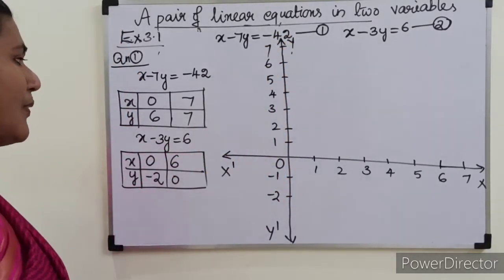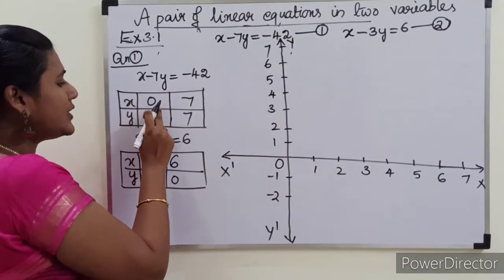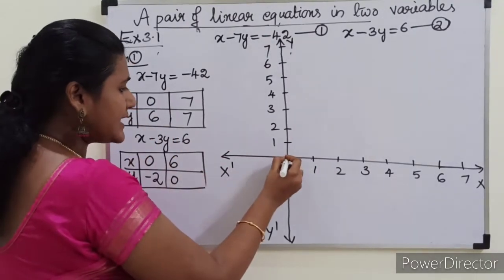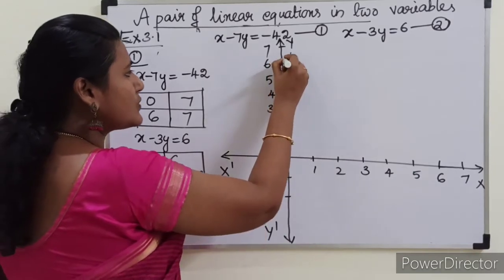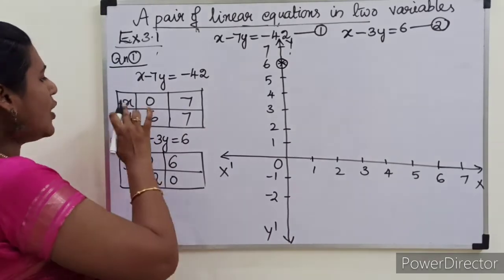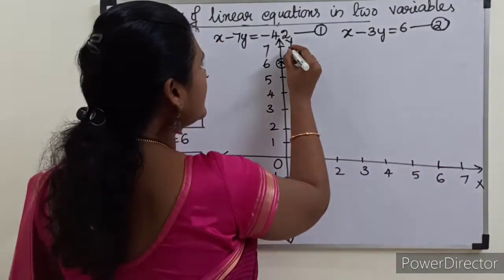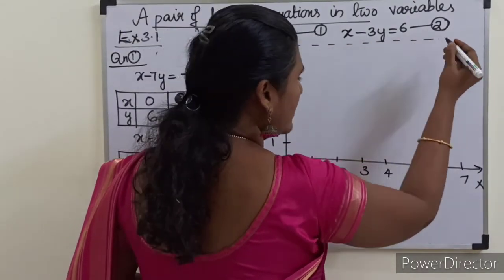Now we will plot the coordinates. For the first equation, the first solution is 0 comma 6. So x is equal to 0, y is equal to 6. This is the solution. Now the second solution is x is 7, y is 7. So x is equal to 7, y is also 7.